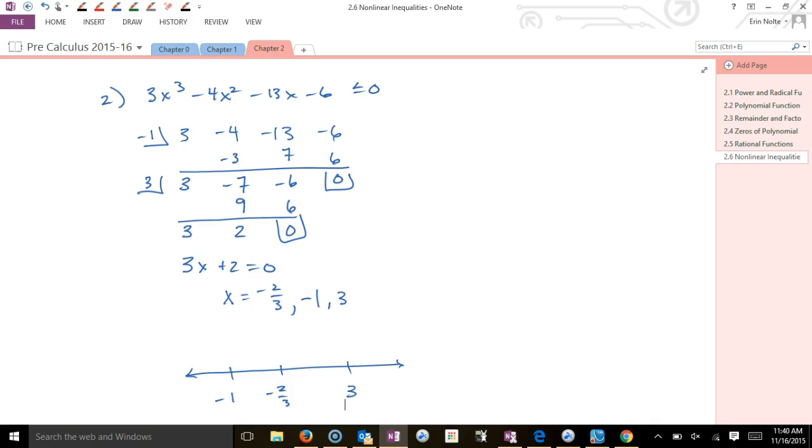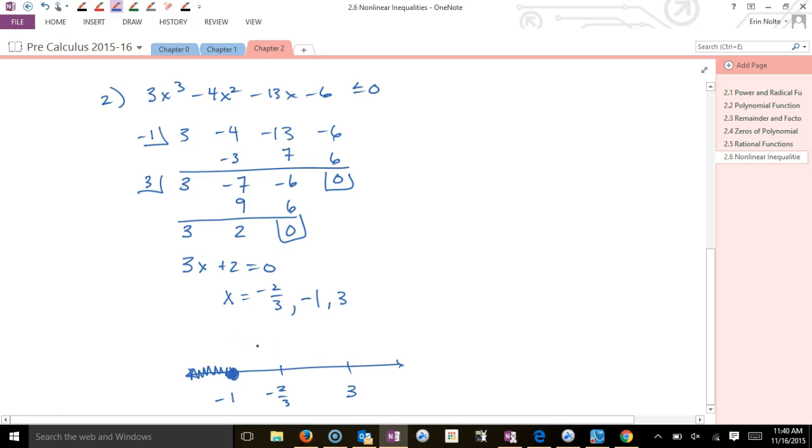So what are we at? -14, and then -6. So some negative number, definitely. So is our negative less than or equal to 0? Yeah. Negatives are less than or equal to 0. So this is a solution. Do I include -1? Yes. Okay, yes, I include it.